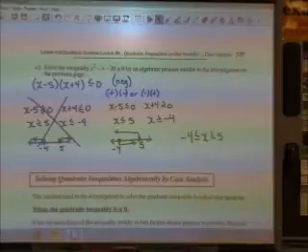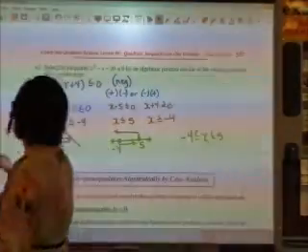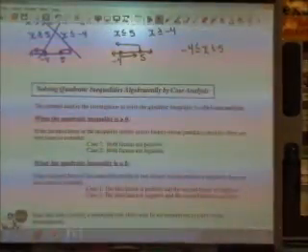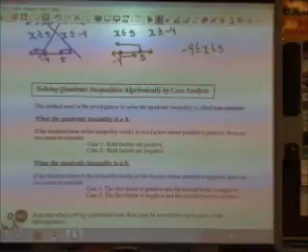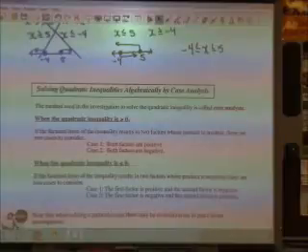So when we go to solve these inequalities using a case analysis, which is an algebraic system, we start off by determining what the zeros are. Once we have the zeros, once we have our factors, then we have to consider if the product is greater than 0 or the product is less than 0.